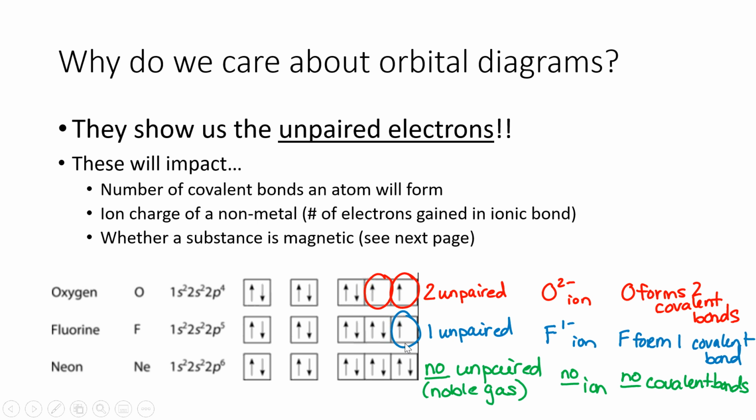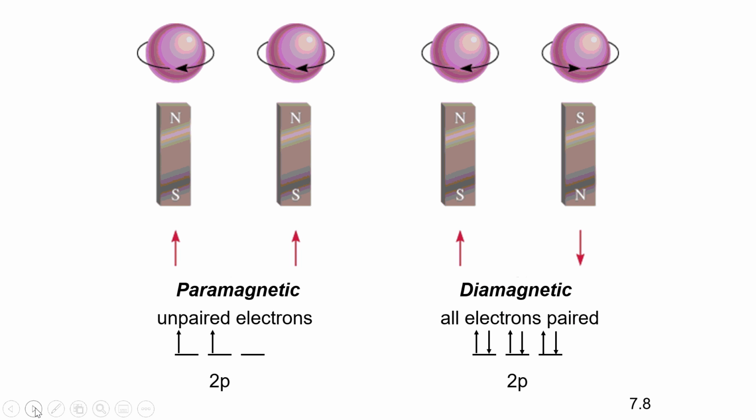Fluorine has 1 unpaired electron, and when it forms an ionic bond, it tends to make a -1 ion. And in covalent bonding, it tends to form 1 covalent bond. If you look at neon and the other noble gases, they have no unpaired electrons, and so they tend to not form ions and not form covalent bonds because their electrons are all paired already. So the unpaired electrons are really useful to look at.